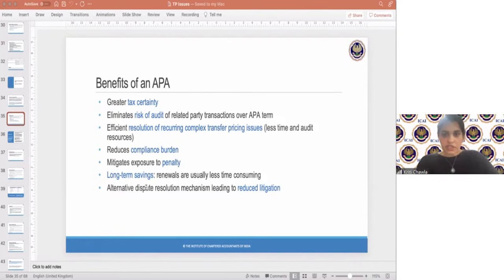Okay. Any questions on what is APA? We'll be discussing more details on what exactly is an APA going forward. But right now, any questions?